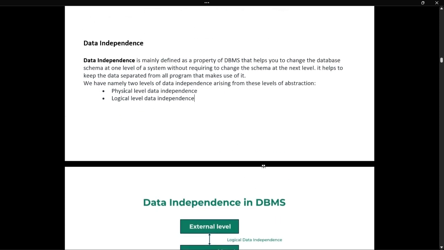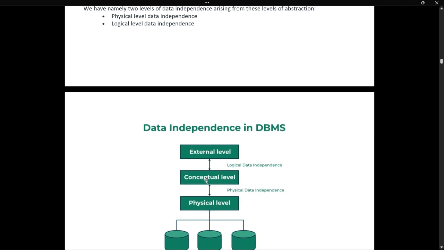Data independence is nothing but a process or a property in the database management system that helps you to change the database at one level without affecting the data in another level.